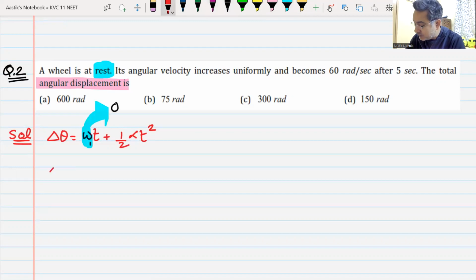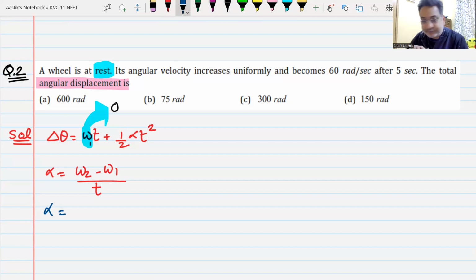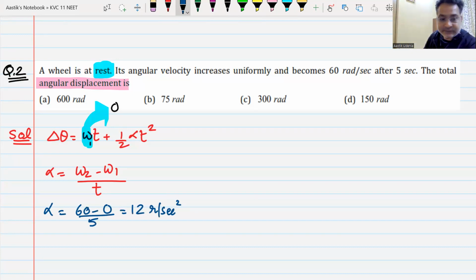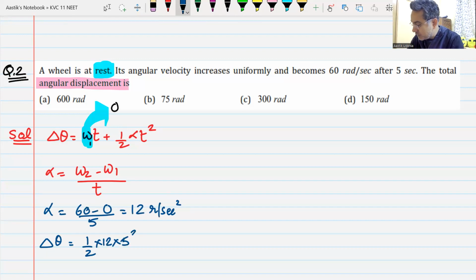How do you get alpha? You can write omega 2 minus omega 1 divided by t. So what will your alpha be? Omega 2 is 60, omega 1 is 0, divided by 5. So it will come as 12 radians per second square. And you can find out your angular displacement. Angular displacement will be half into 12 into time, which is 5 square, and that is your answer. What is the answer that you are going to get?